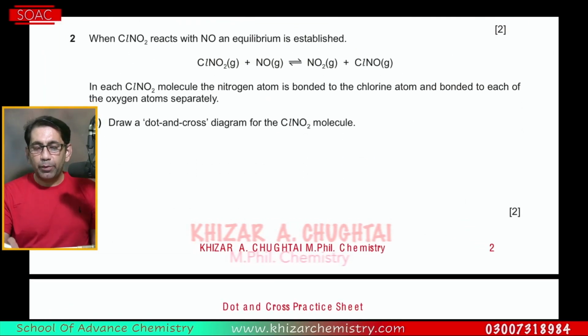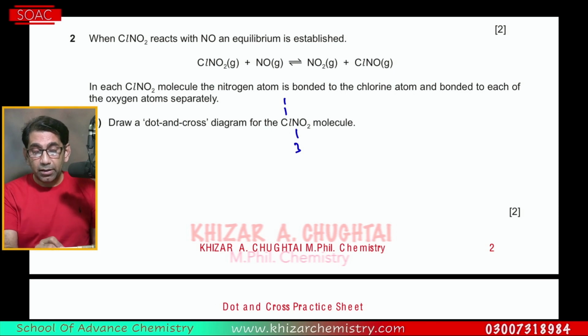Come towards the next example. When Cl-NO2 reacts with NO, equilibrium is established. Finally, he is asking to draw the dot and cross diagram for the Cl-NO2 molecule. Cl-NO2, once again, you can check it over here. Chlorine's valency is 1. Nitrogen is showing a valency equal to 3. And here are the two oxygen atoms. Each oxygen atom has a valency equal to 2.